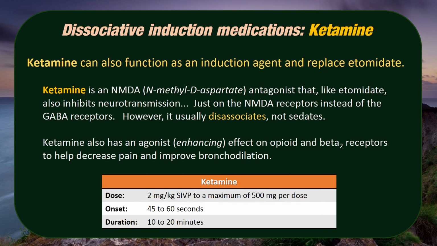As we move on to talking about our other option, ketamine, ketamine can also function as an induction agent and replace etomidate. Ketamine is an NMDA antagonist that, like etomidate, works to inhibit neurotransmission, except it works on the NMDA side instead of the GABA side. However, this drug usually dissociates instead of sedates. Ketamine also has an agonist or enhancing effect on opioid and beta 2 receptors.